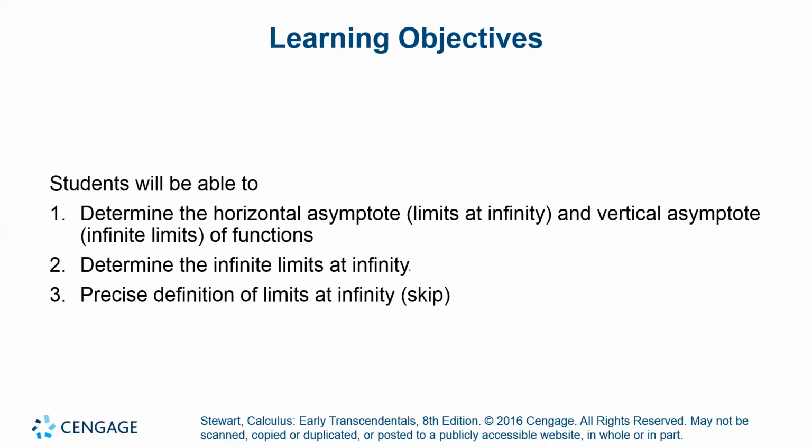And then in this video, we'll also look at the infinite limits at infinity. What that means is that when x is getting larger and larger to positive infinity or negative infinity, the answer is negative infinity or positive infinity. Now there's a third one, but we're going to skip that.